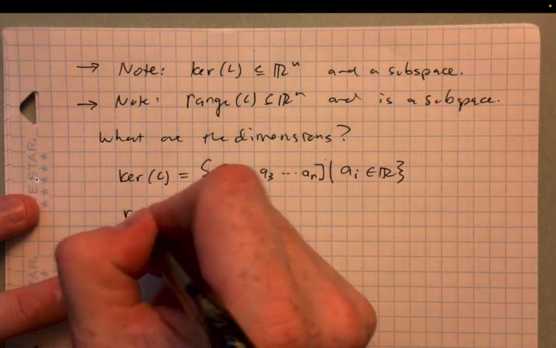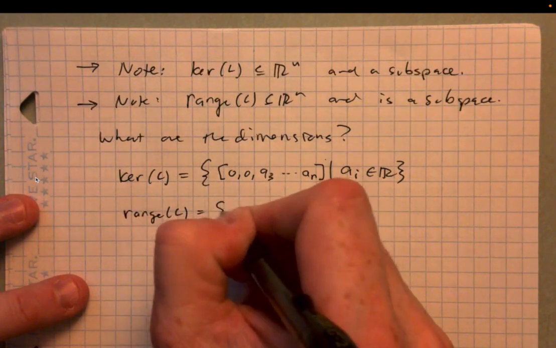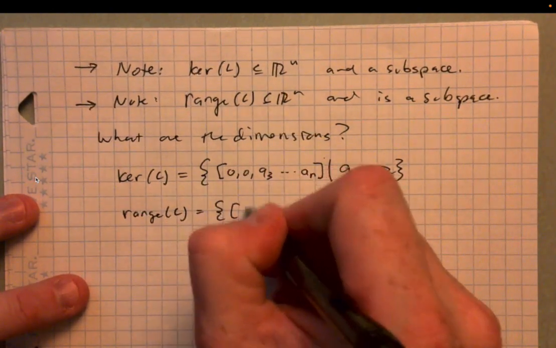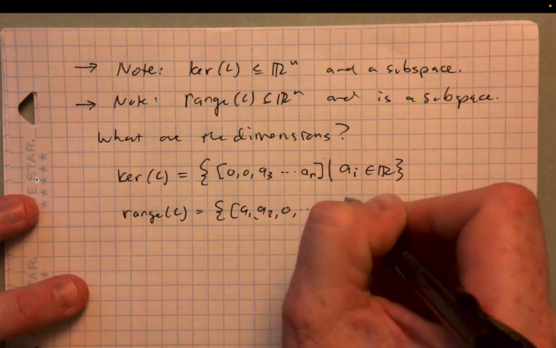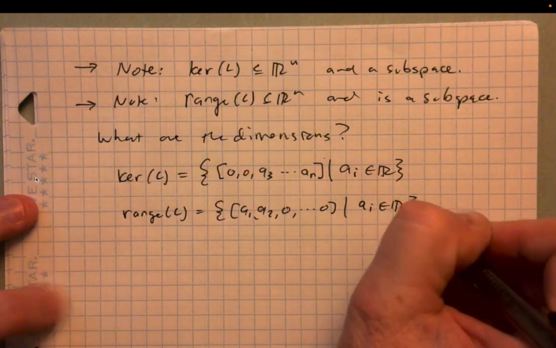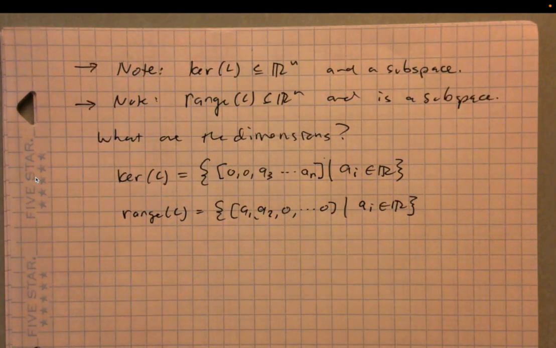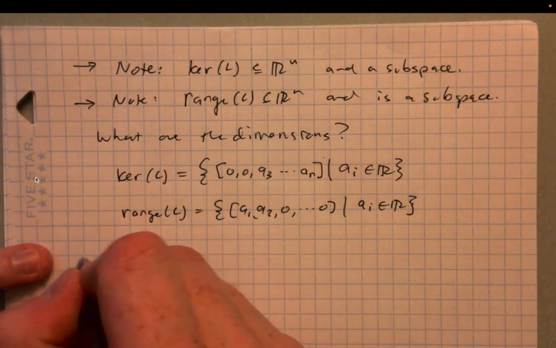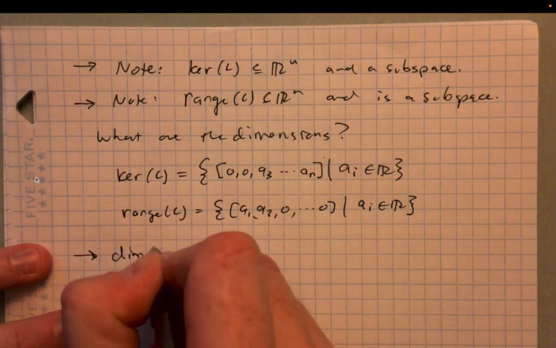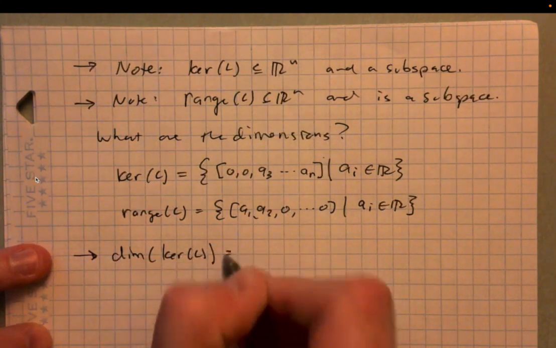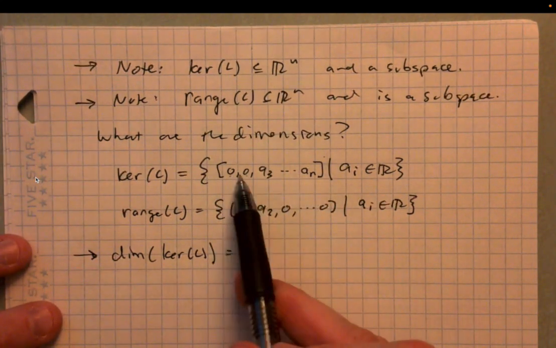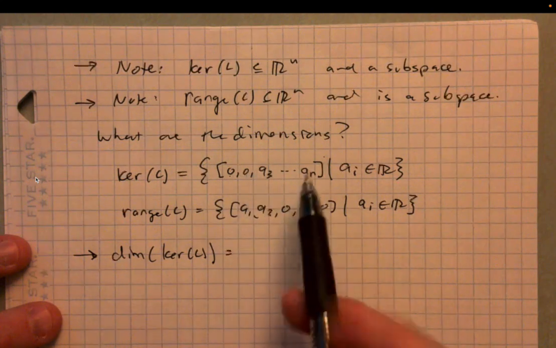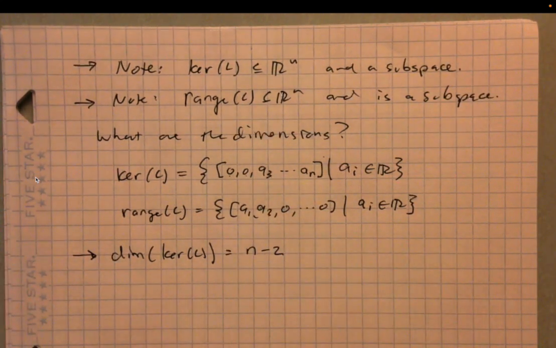That's the kernel. And then we said the range was equal to the set of vectors A1, A2, 0, ..., 0. So what are the dimensions? What's the dimension of the kernel of L? Well, the kernel, that's this one, so these two mean nothing. They're always 0. So it's really n-2, isn't it? The dimension of the kernel is n minus 2.